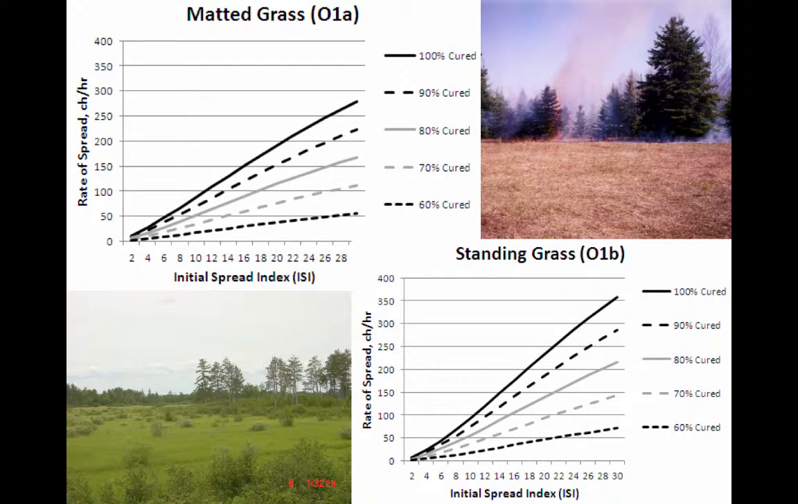O1B, standing grass uncompacted by winter snows, generally produces faster spread rates than O1A matted grass for a given curing percent. Fully cured grasses found in the early spring, 100% cured, show much faster spread than the same grass fuels during the growing season when curing is commonly less than 50%.